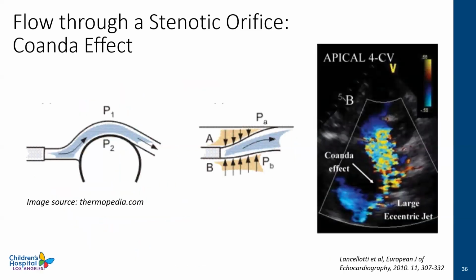Another concept to take into account is the Coanda effect. This is basically the tendency of a stream of fluid to go around a convex surface rather than follow a straight line in its original direction. So this is like when you're pouring water from a pitcher, the fluid tends to run down the outside of the pitcher when you're trying to pour rather than go straight in.